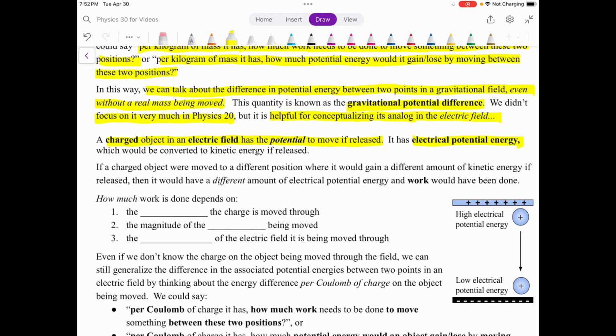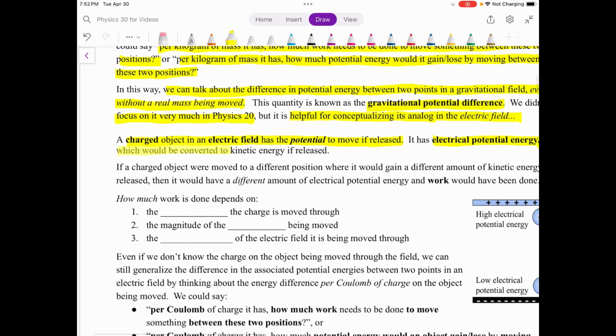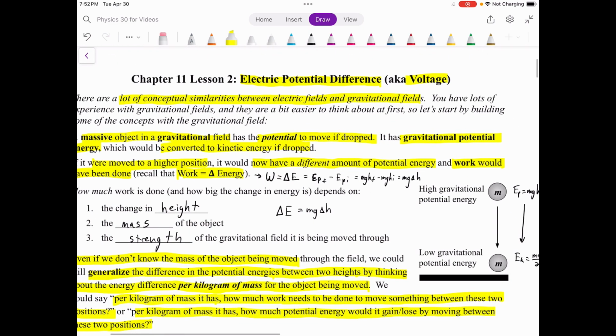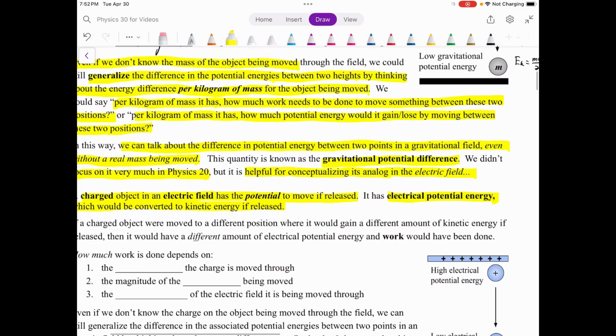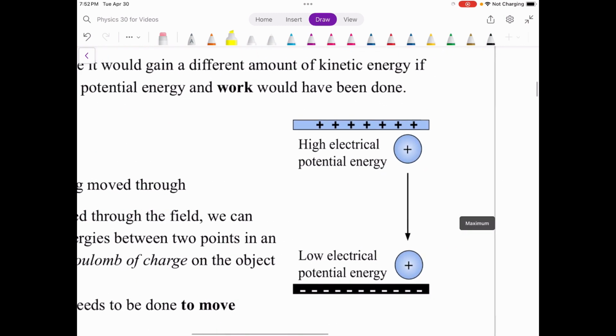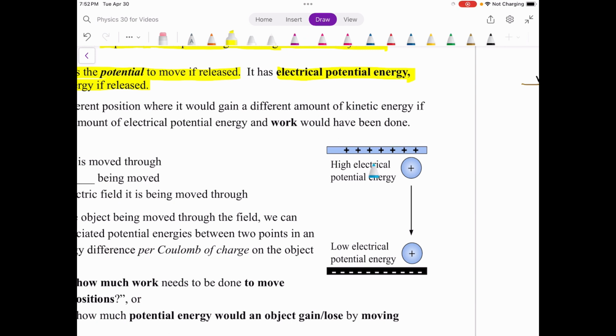If we released it, that electrical potential energy would be converted to kinetic energy, right? Just like if we dropped our mass in a gravitational field, that gravitational potential energy would be converted into kinetic energy. Okay, same idea here. Look at this charge. It is in an electric field. We can tell that the electric field would look like this.